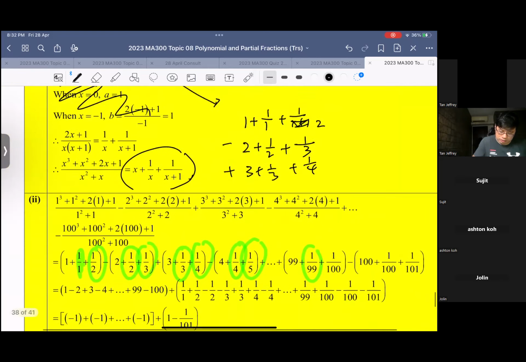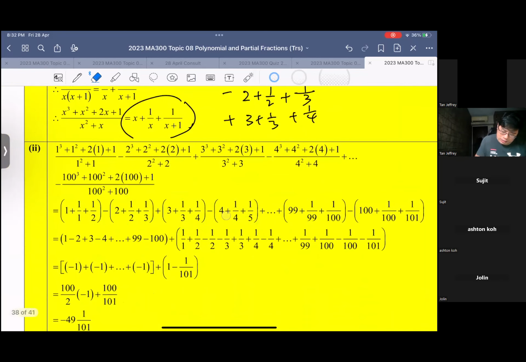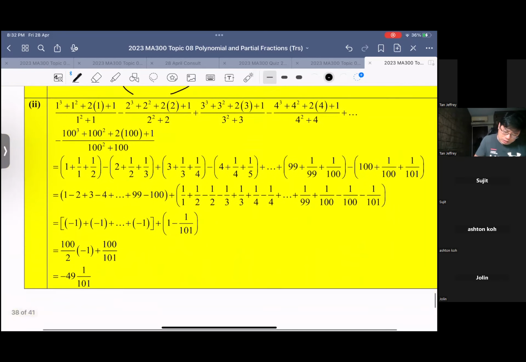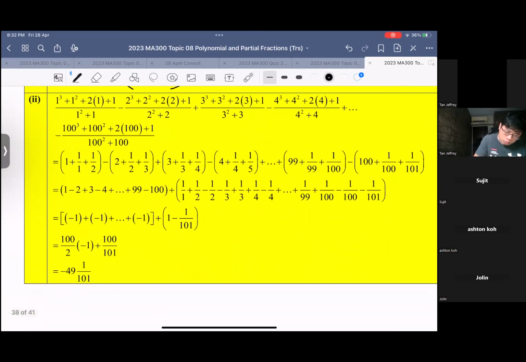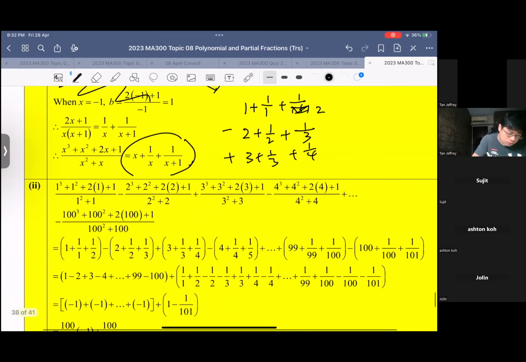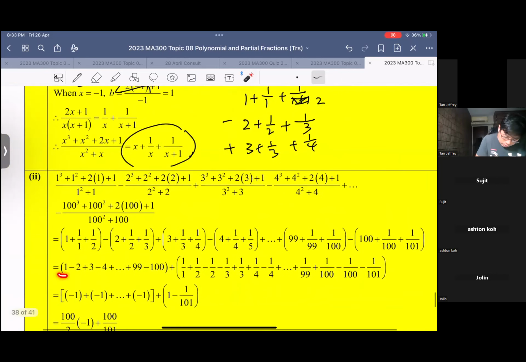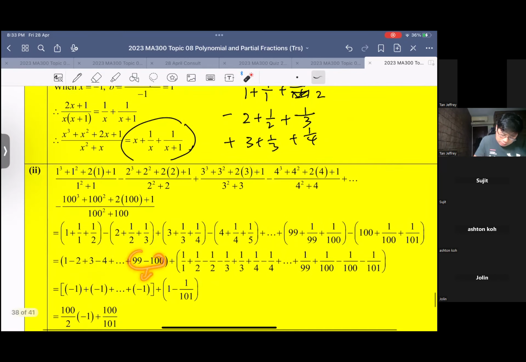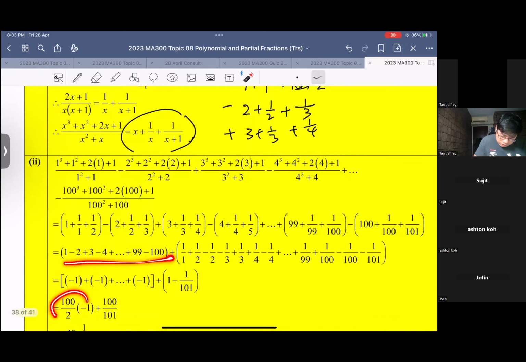Okay, so it will actually cancel out. So I group all the numbers together. Then you can see 1 minus 2 plus 3 minus 4 plus up to 99 minus 100. All these groups: 1 minus 2 gives you negative 1, 3 minus 4 gives you negative 1, 99 minus 100 gives you negative 1. There are basically 50 pairs of negative 1.